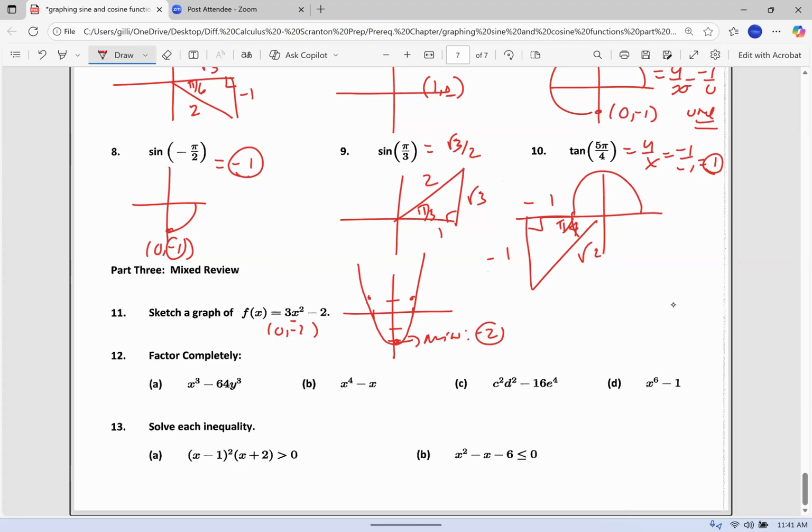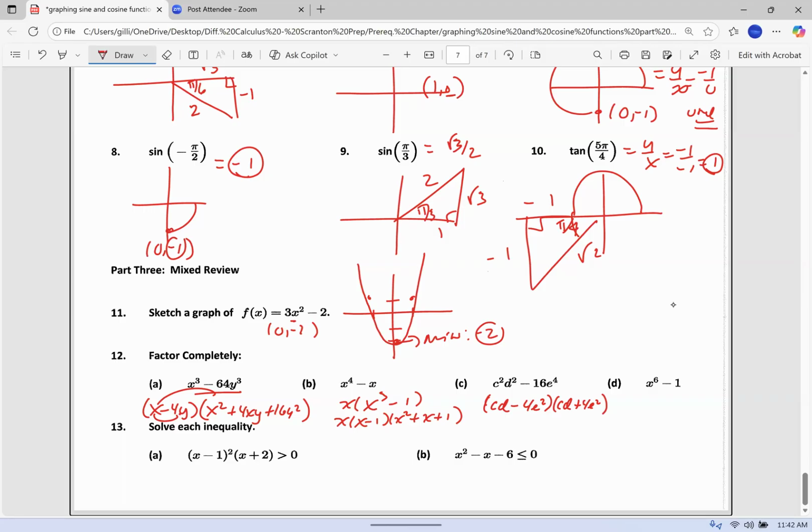Some pretty cool factoring ones. This is a difference of 2 cubes. Just take the cube roots of both, square the first, multiply these but change the sign, and square the last. Here I'll begin by taking out an x, and then I will do a difference of 2 cubes. Here, this is a difference of 2 squares, CD minus 4e squared times CD plus 4e squared. That is a difference of 2 squares, not 2 cubes.